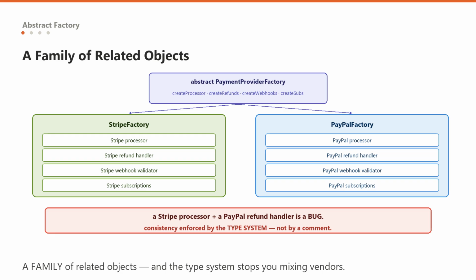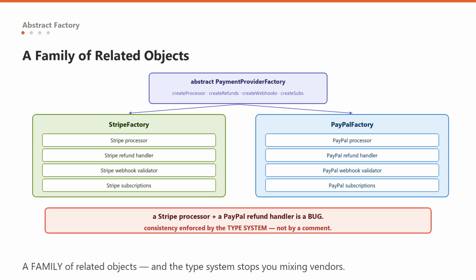So you define an abstract payment provider factory with 4 creation methods: create processor, create refund handler, create webhook validator, create subscription manager. And then Stripe factory implements all 4 returning Stripe objects, and PayPal factory implements all 4 returning PayPal objects. Now your application holds one factory, and every object it gets from that factory is guaranteed to be from the same family. Consistency is enforced by the type system, not by a comment or by hoping.